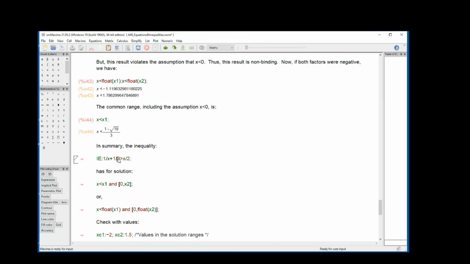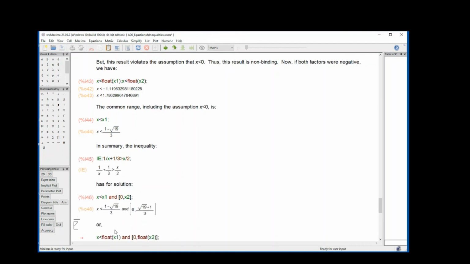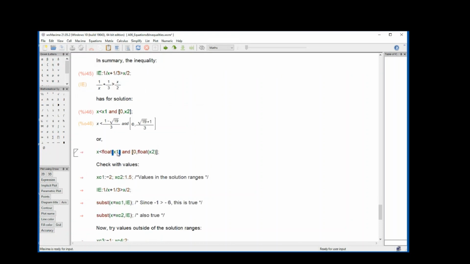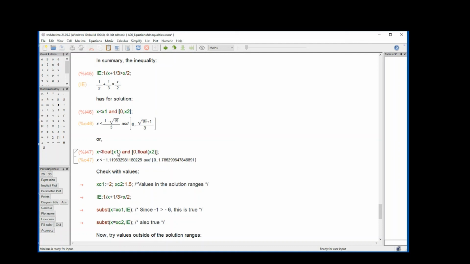In summary, the inequality that we started with has these solutions, in other words, less than this, or between 0 and this. In terms of floating point values, we'll be saying that x has to be less than minus 1.1196, or be between 0 and 1.786.